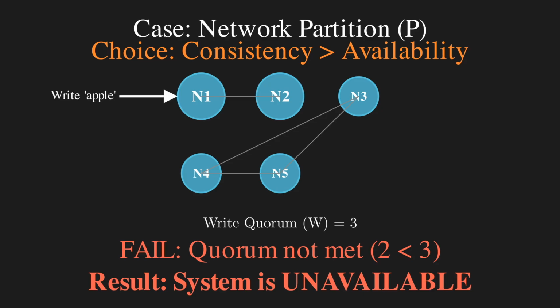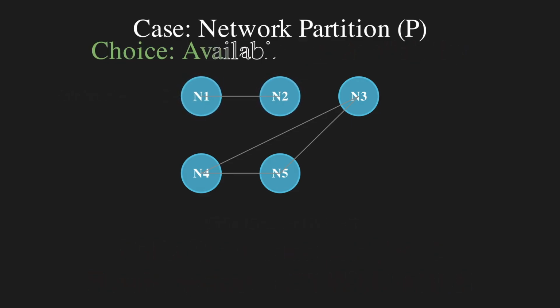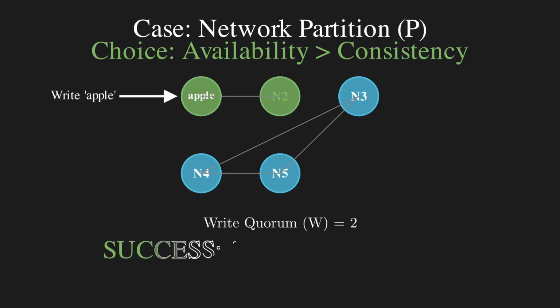Now we focus on a different choice. For the same case of network partition, we try to see how we can achieve more availability by trading off consistency. So assume that we have the same network partition, 2 nodes in one partition, another 3 nodes in another partition. Now we write apple to node 1. Node 1 says that okay, I will write to node 1 and node 2, and acknowledges the write as success.